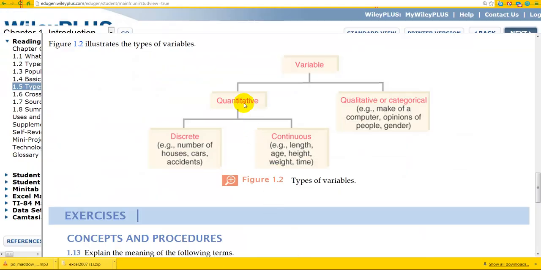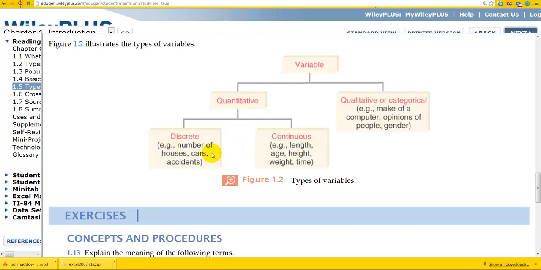So we can have quantitative and qualitative. They're also called categorical because they're categories like colors. The category is red or green or blue, different categories, different colors. So you can have the make of the computer, the opinions of people. Do you like this or do you not like it? Yes, I like it. No, I don't like it. Gender, male, female. Okay, so we have variables in general, then we have quantitative and qualitative. And in quantitative, we're going to divide them up as either discrete or continuous.